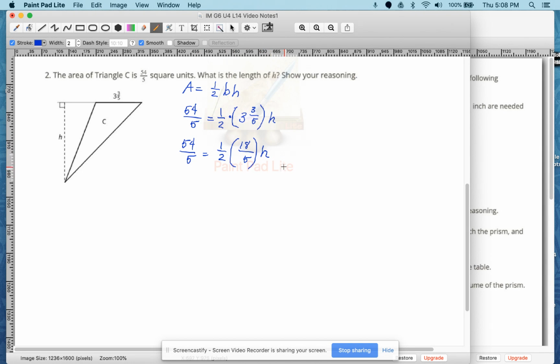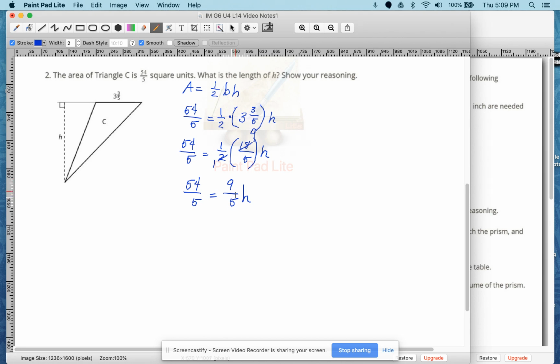So on the right side of the equation, well, let's rewrite the left side of the equation. So we've got 54 over 5 equals, we can't cross cancel the 1 and 5. That stays the same. But the 2 and the 18, we certainly can. 2 divided by 2 is 1, and 18 divided by 2 is 9. So we made that a bit simpler. So we have 1 times 9 is 9, and we have 1 times 5 is 5 times h.